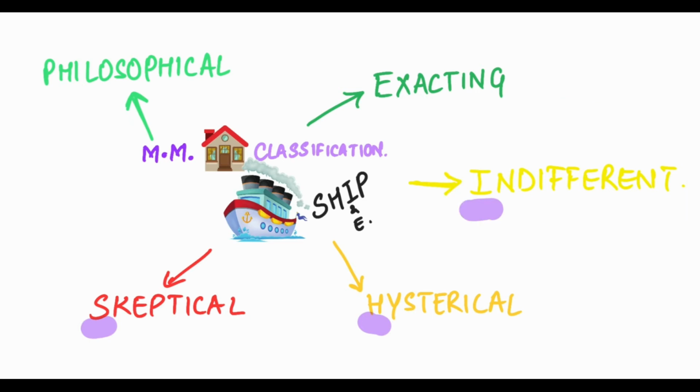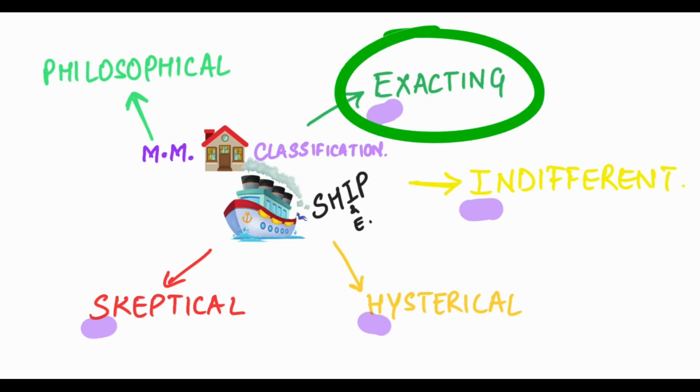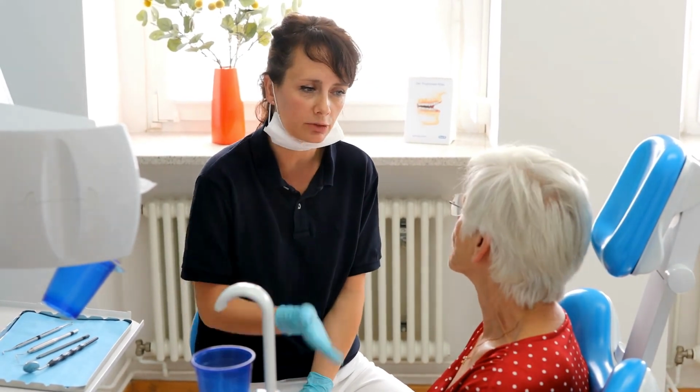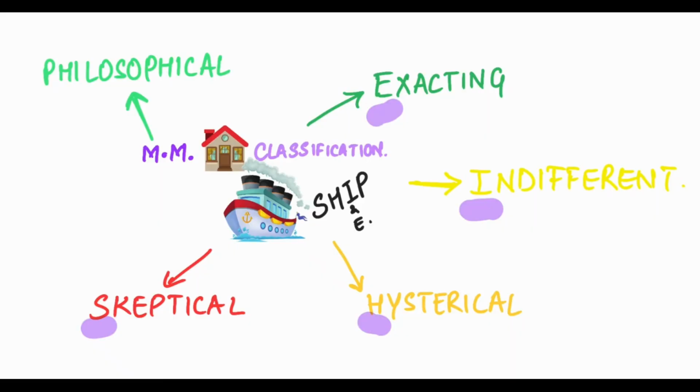The fourth kind of patients are these exacting patients. They're also called critical patients. These patients are very methodical and very precise. They like every step of the procedure to be explained to them in detail, and that's how they'll get comfortable with the dentist.